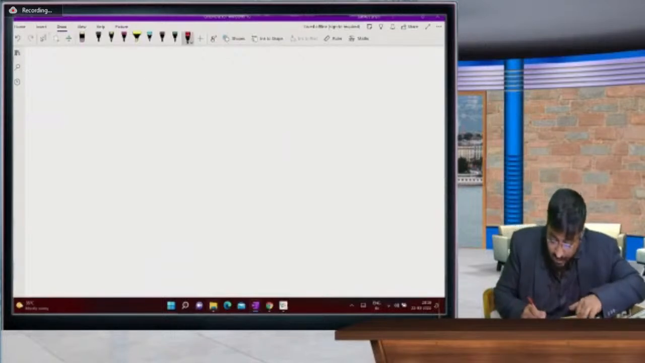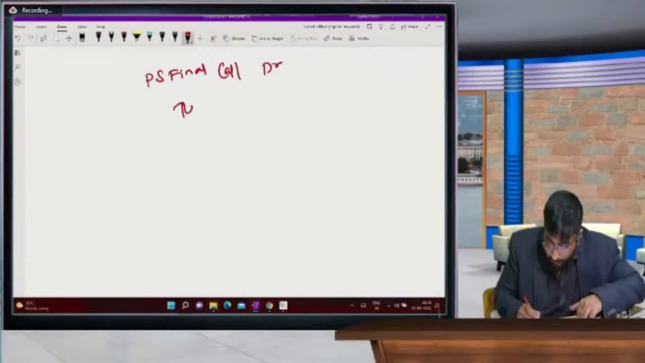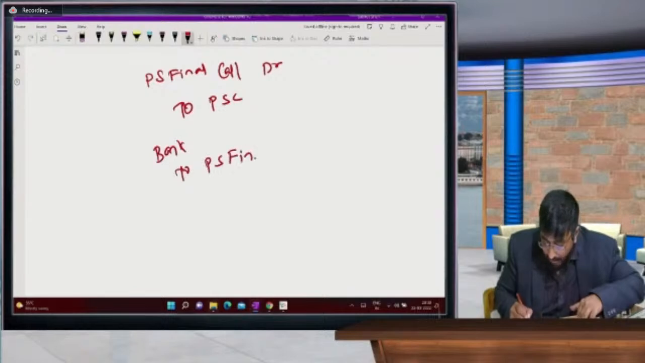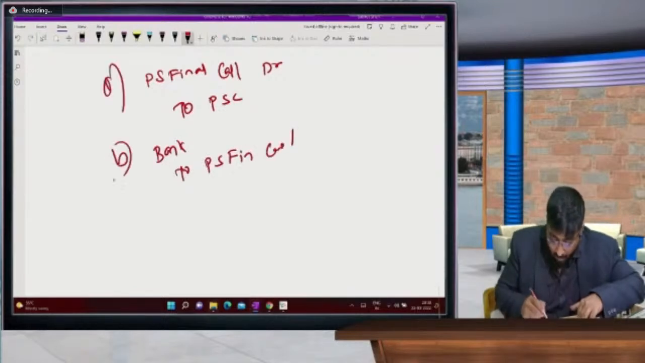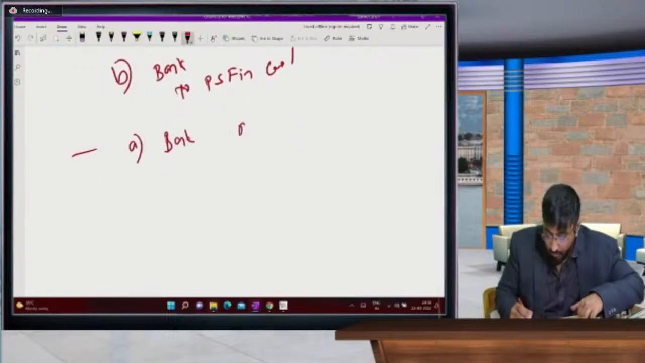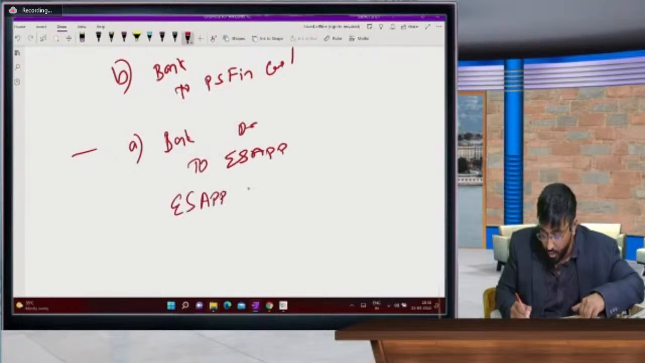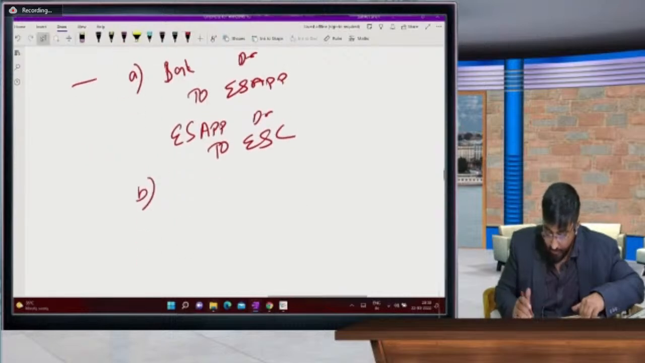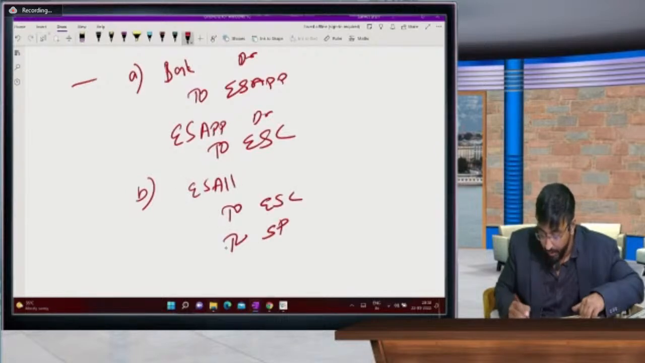What is the first entry? Preference share final call account debit to preference share capital, and bank account debit to preference share final call. 2 entries for final call. Then equity shares entries. Bank account debit to equity share application, and equity share application account debit to equity share capital. Over. So beta, equity share allotment to equity share capital to security premium, and bank account debit to equity share allotment. Over.